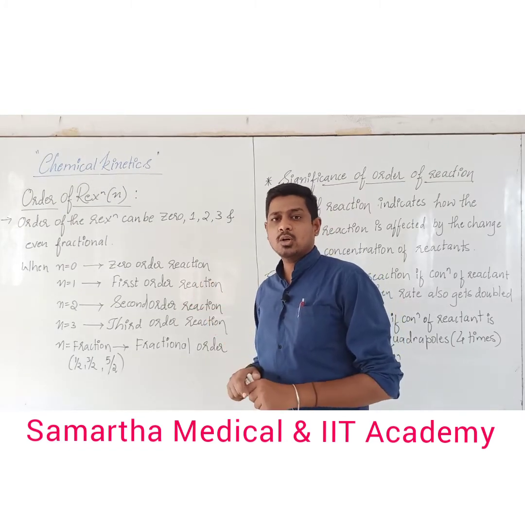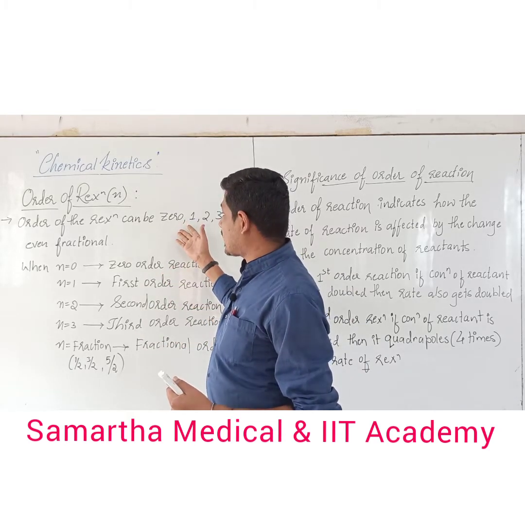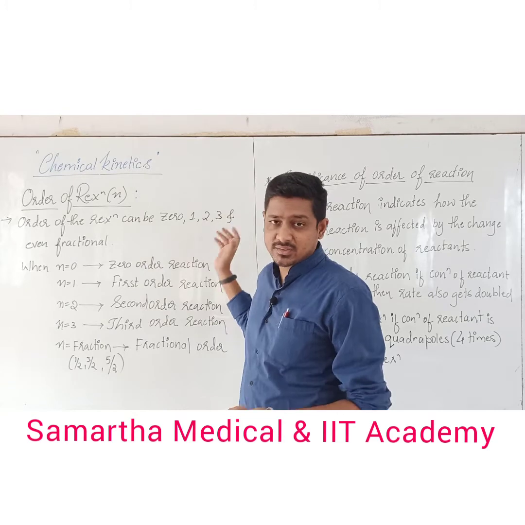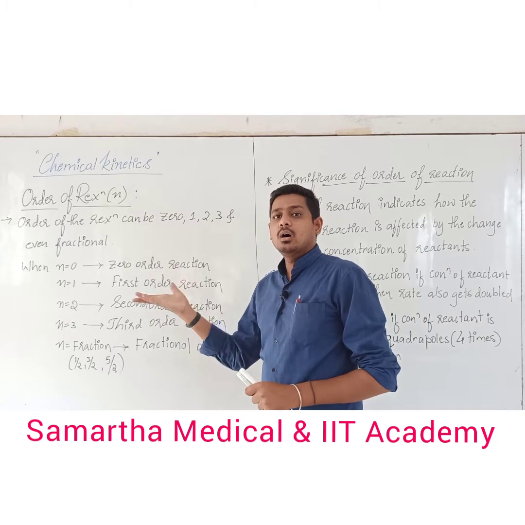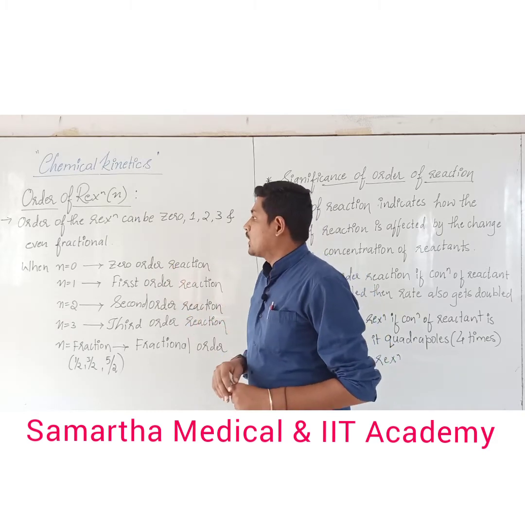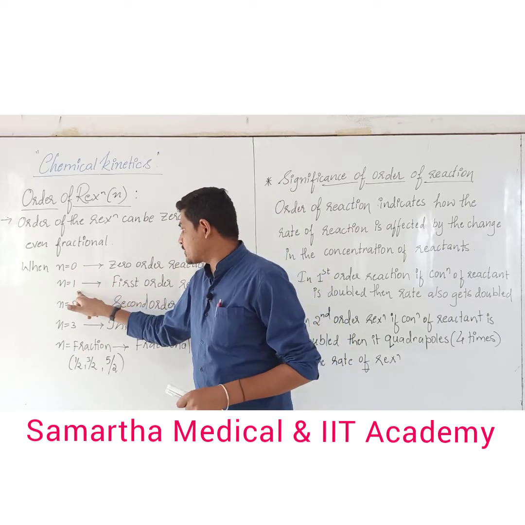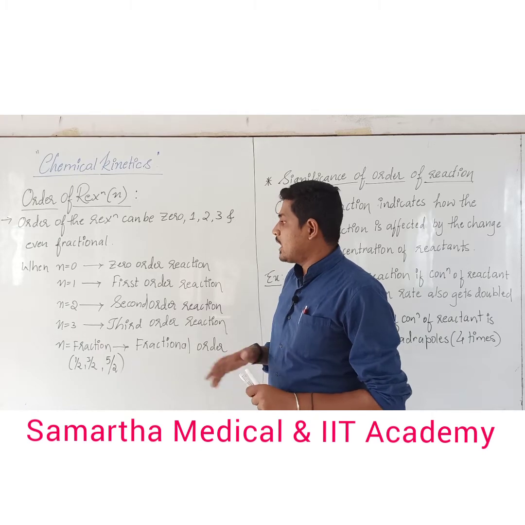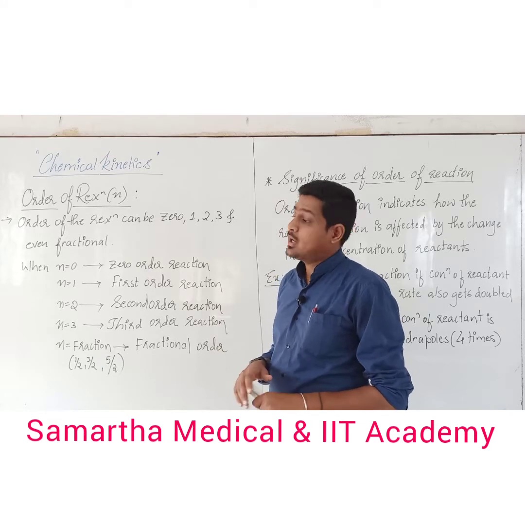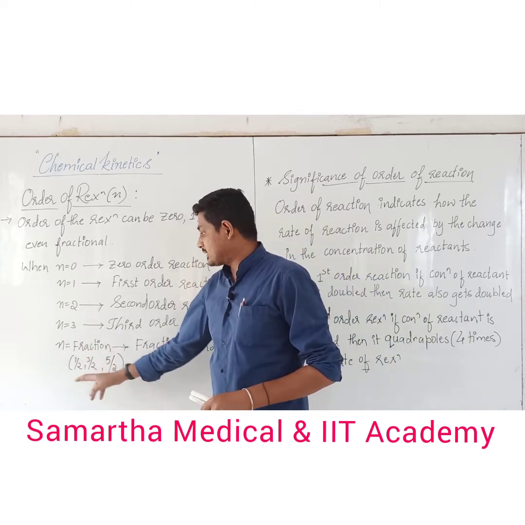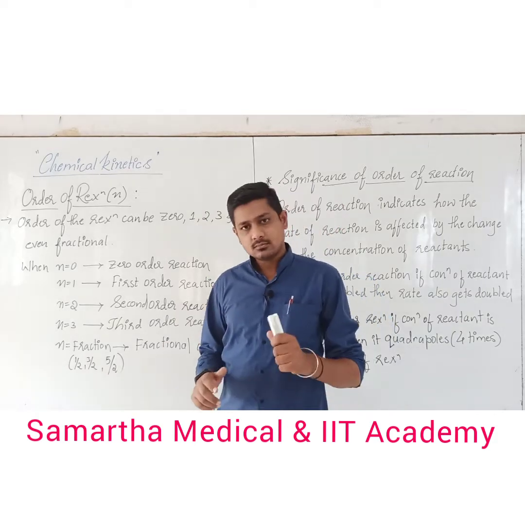See students, the order of the reaction, as we know now, can be 0 sometimes, or it can be fractional, it can be 1, 2 or 3. Now you can ask how it will be 0. That we will discuss by taking some examples. But see, when n is equal to 0, it is called a zero order reaction, when n is equal to 1, it is called a first order reaction, when n is equal to 2, it is called second order, and when n is equal to 3, it is called third order. And when the n value is fractional, like 1 by 2 or 3 by 2 or 5 by 2, it is called a fractional order reaction.